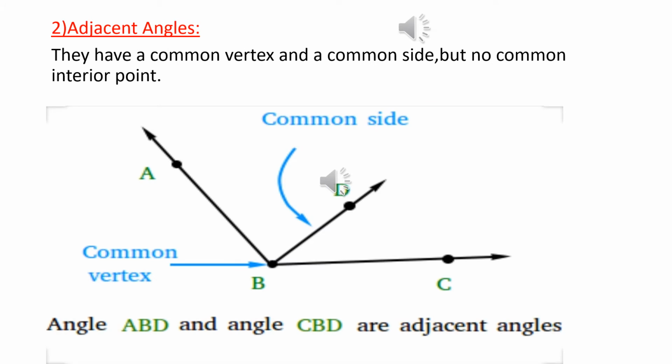Adjacent angles have a common vertex and a common side, but no common interior points. ABD and DBC are two adjacent angles since they share a common vertex B and a common side BD between AB and BC.